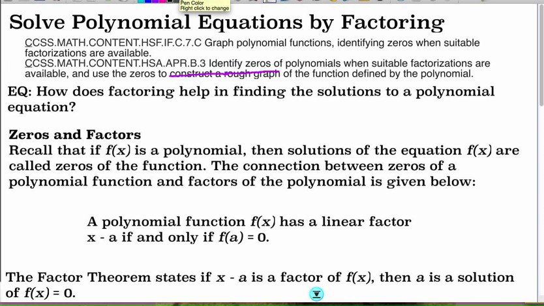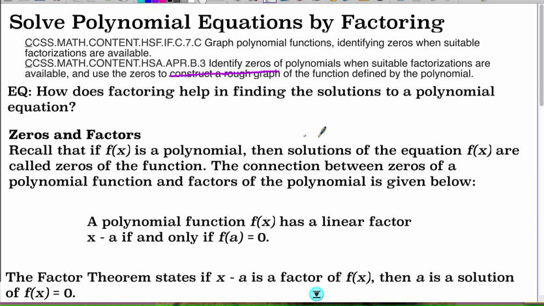The essential question is, how does factoring help in finding the solutions to a polynomial equation? So we will discuss that today. Recall first off that zeros and factors are very closely related. So we've kind of talked about it when it comes to quadratics.